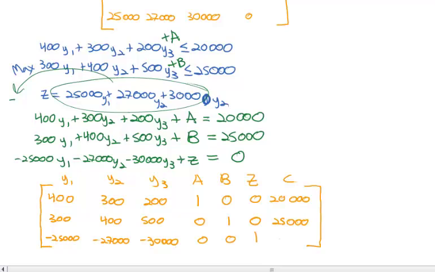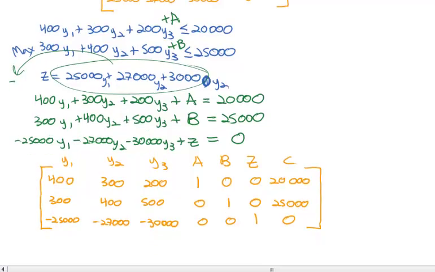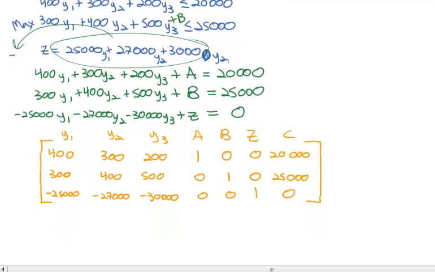0, 0, 1, 0. And again, I always like to check to make sure I set it up right. I should see what looks like the identity matrix in the middle. We do. We're good to move on to simplify by the simplex method. And the most negative entry is the negative 30,000. So we know our pivot column is y3.